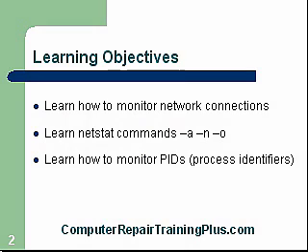Again, we're going to learn that there are some Netstat commands that we're going to use, or switches: A, N, O. We're going to tell you a little bit about those, and we're going to learn how to monitor the PIDs. These are the process identifiers. When we find things, we're going to use the process identifiers, these PIDs, to determine just what processes those are.